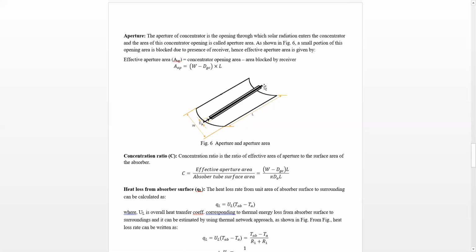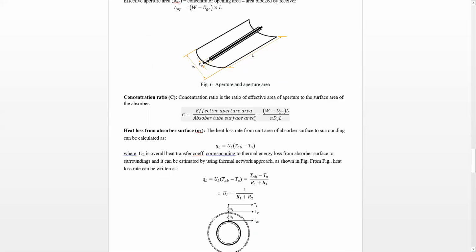But here you can see that this opening is somewhat restricted due to the presence of this absorber tube. So the effective aperture area, that is the effective area through which the solar radiation enters into the concentrator, is the total concentrator opening area W into L minus the area blocked by the receiver, which is D_GC into L, right? Now, next is concentration ratio.